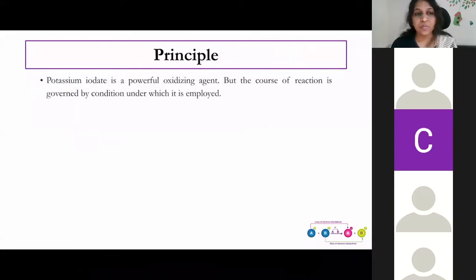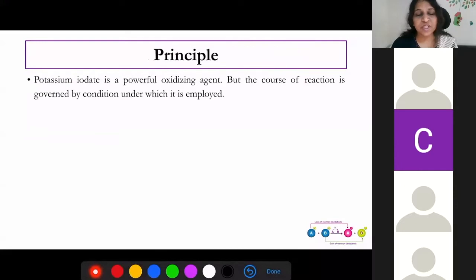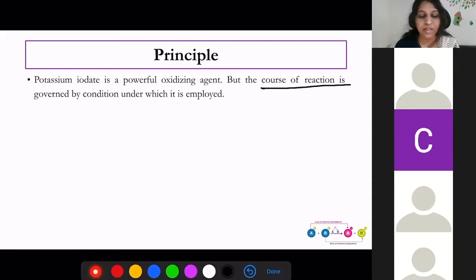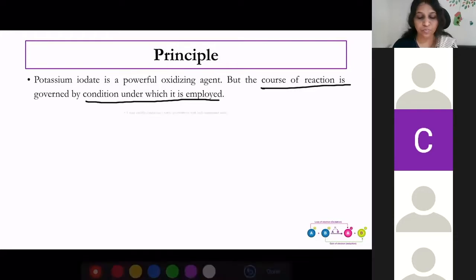Now, principle. As I mentioned, potassium iodate is a powerful oxidizing agent, but the course of the reaction is governed by the condition under which it is employed. Condition means the reaction condition, whether it is acidic, and if acidic, how much acidic. That is going to decide how powerfully the potassium iodate behaves as a strong oxidizing agent.